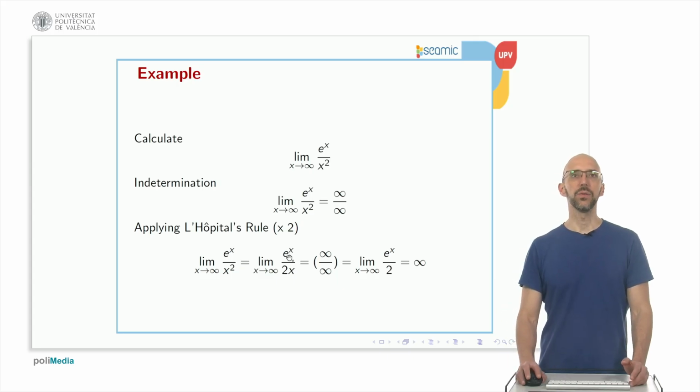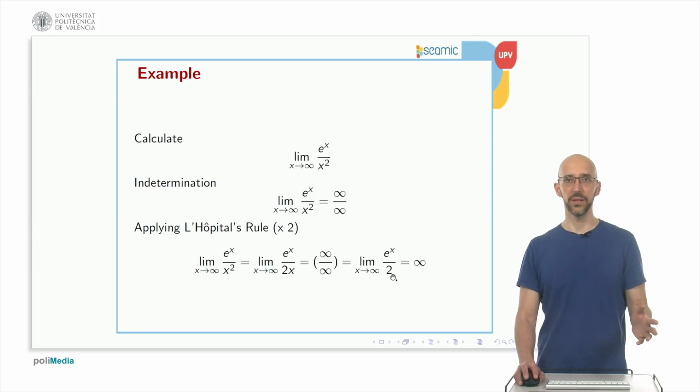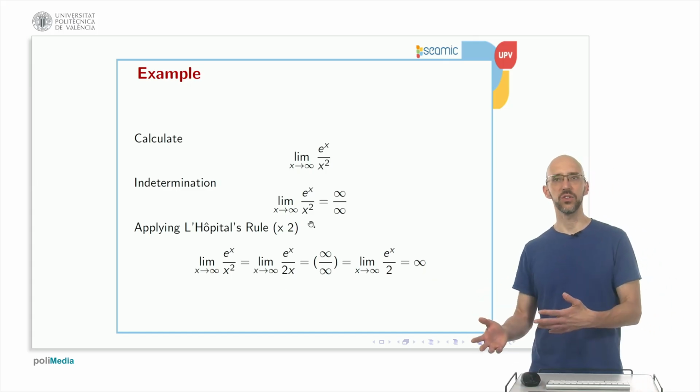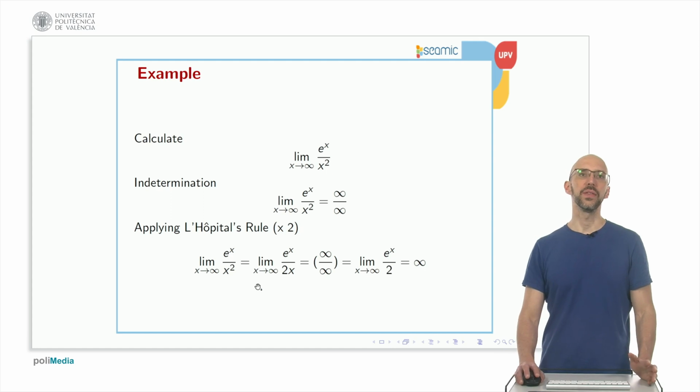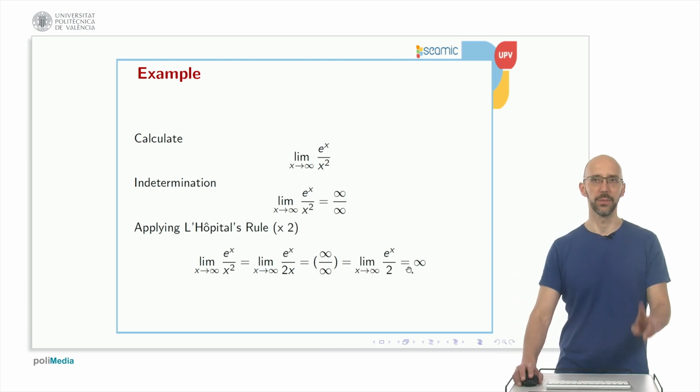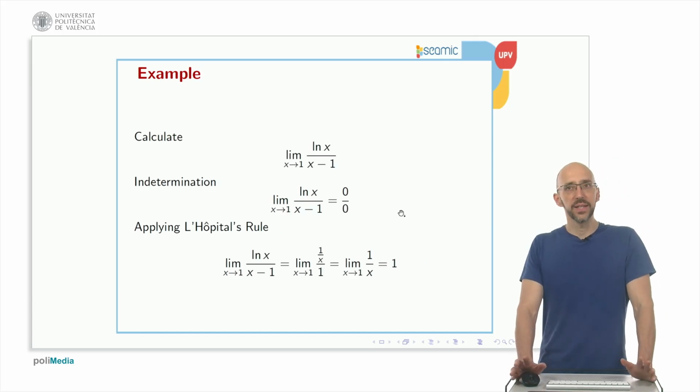The derivative of e to the x is e to the x as before. The derivative of 2x is just 2 now. So if we replace x by infinity, e to the infinity is infinity, and infinity divided by 2 is infinity. So for this limit we don't have an indetermination anymore. We know that this limit is infinity, and we needed to apply L'Hopital 2 times, by the way. Last example.